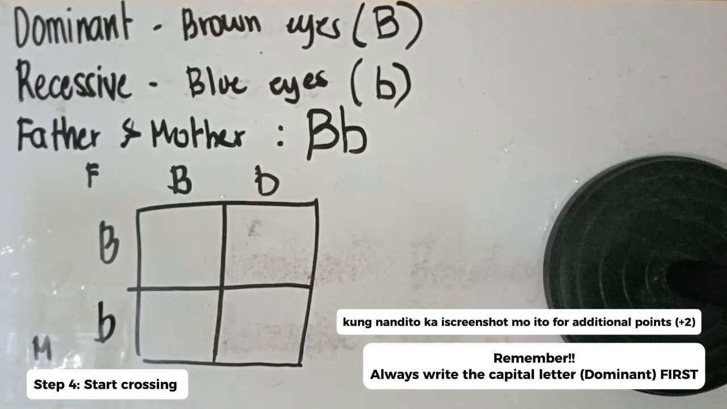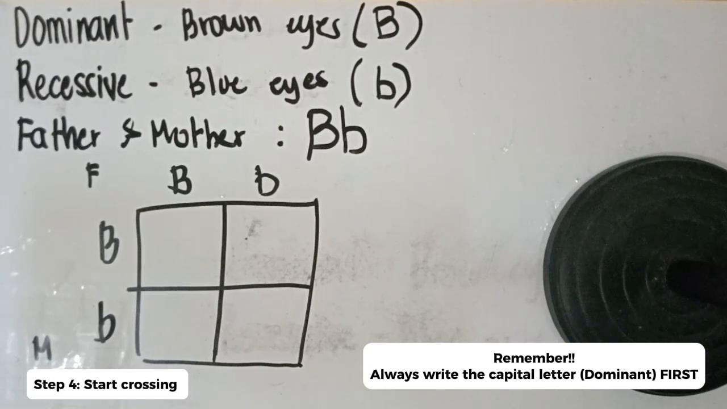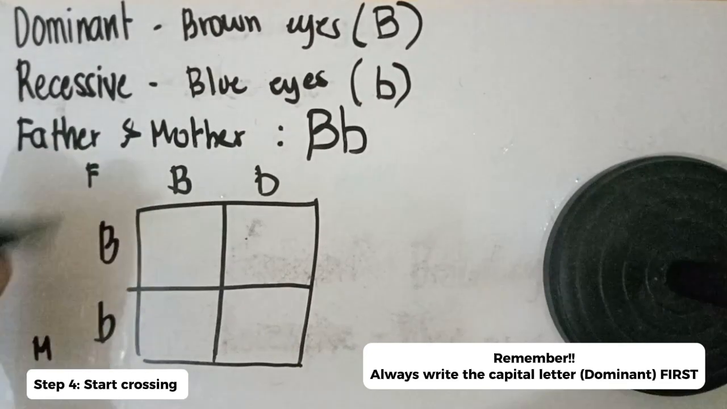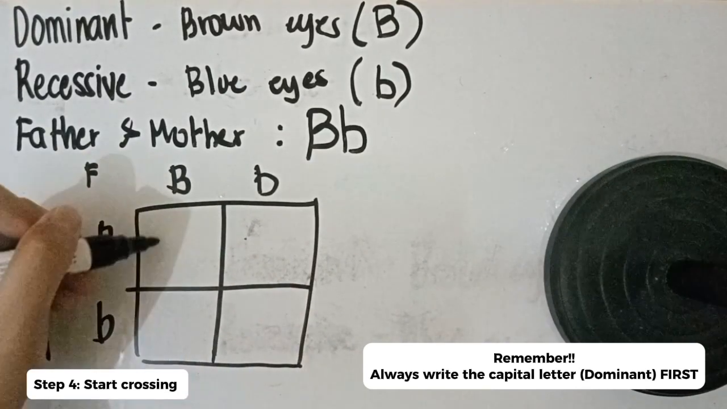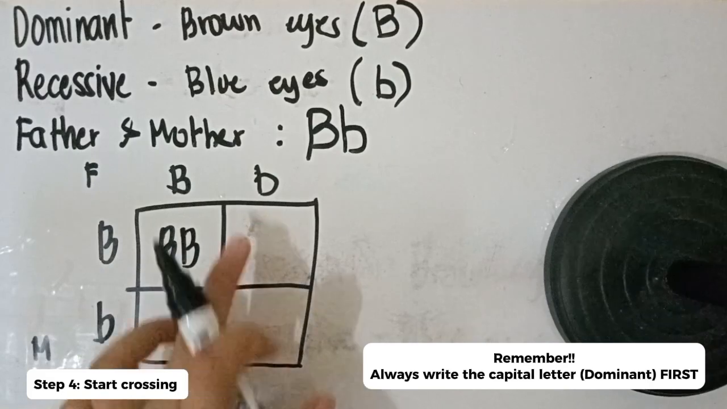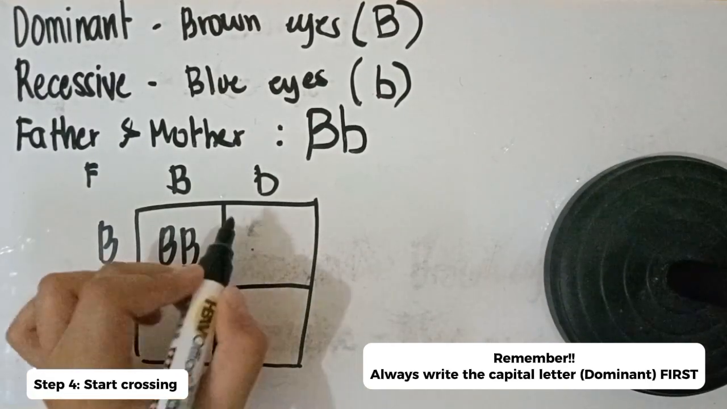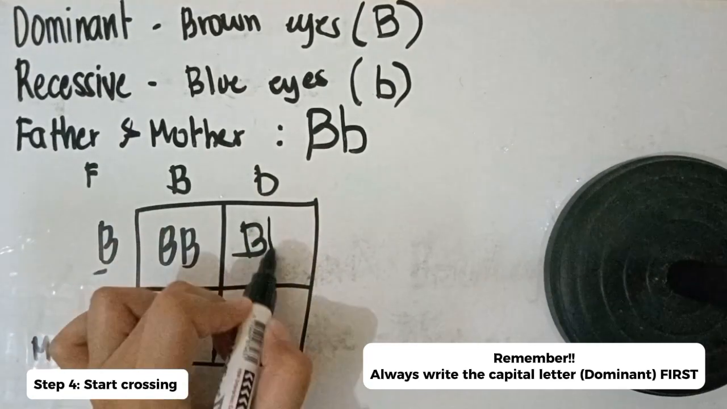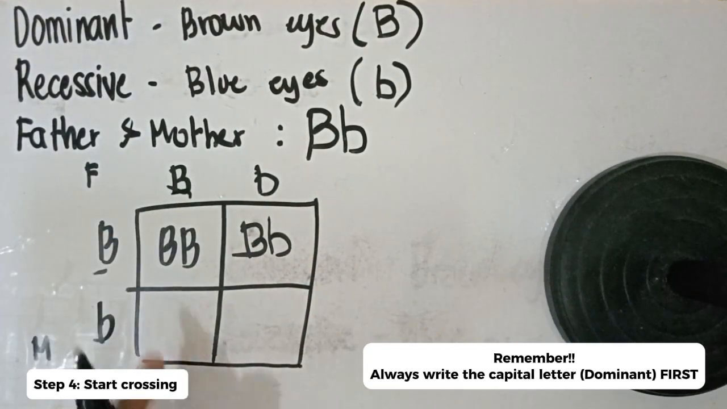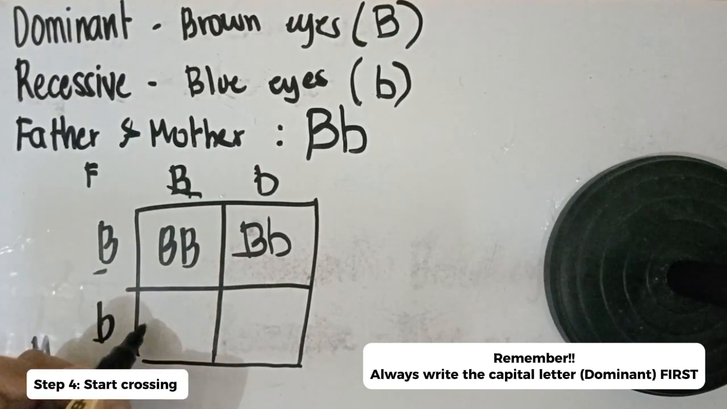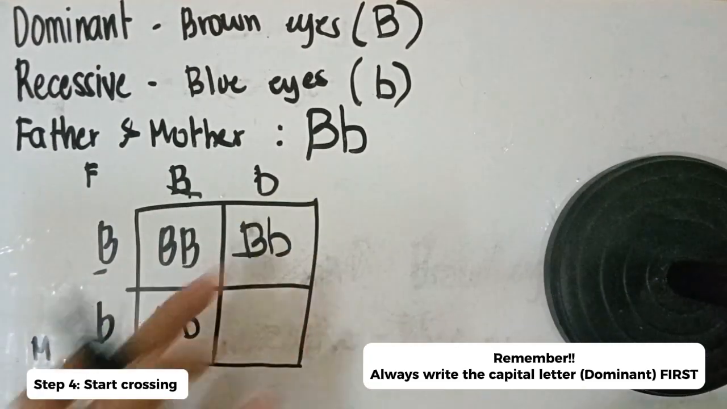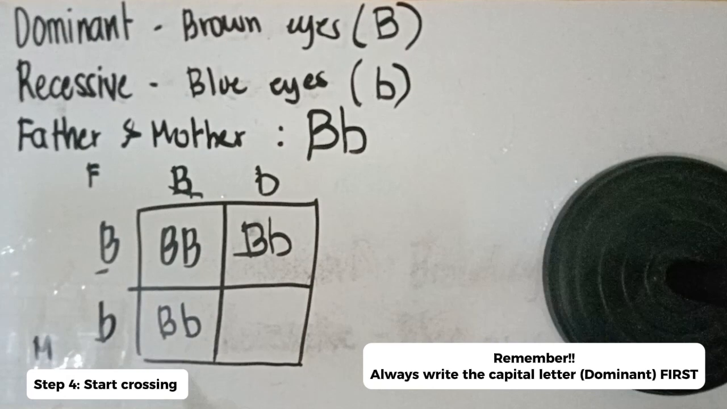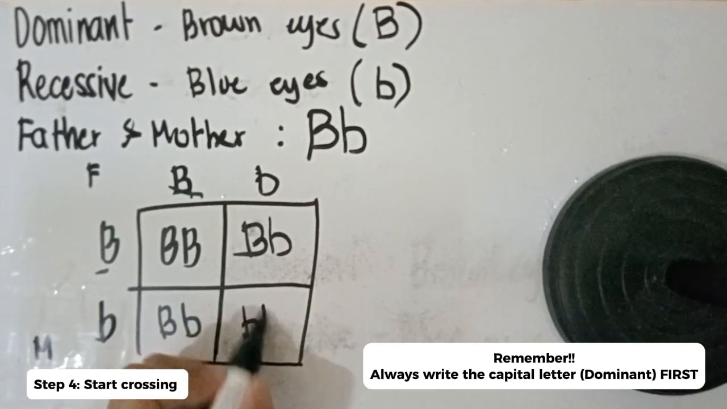And then let us start the crossing. Remember that we first write the capital letter, the one with the dominant trait or allele. In the first quadrant, both are capital, so B, B. Then the second quadrant, we have a capital letter and a small letter b. The third quadrant, capital B, small letter b. Then in the last, fourth quadrant, we have no dominant trait or big B, so both are small b.